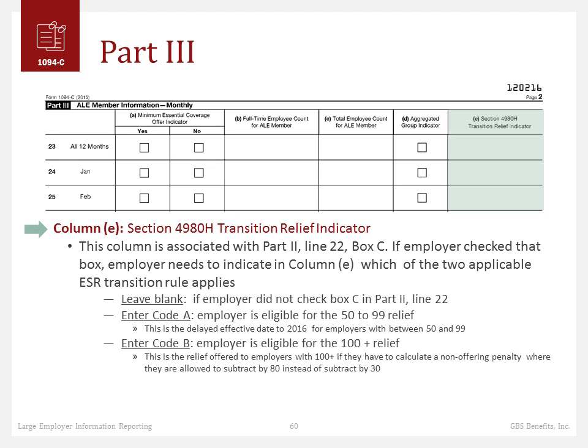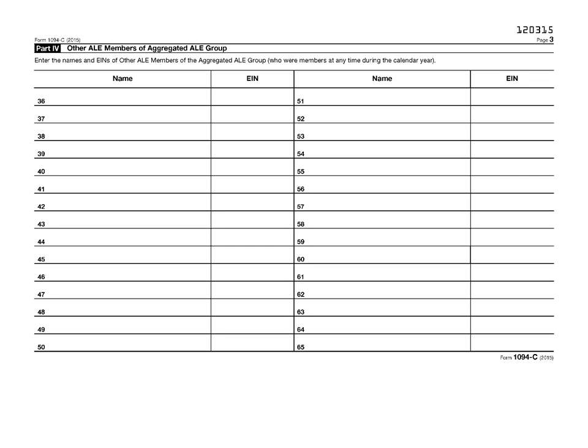And remember, this is not the non-calendar year transition rule for those who are over 100. It is simply the rule that allows you to subtract in case of a possible penalty. You're going to subtract when you're doing the calculation for the penalty. You're going to subtract 80 of your employees instead of 30. Now I'm getting everything all confused.